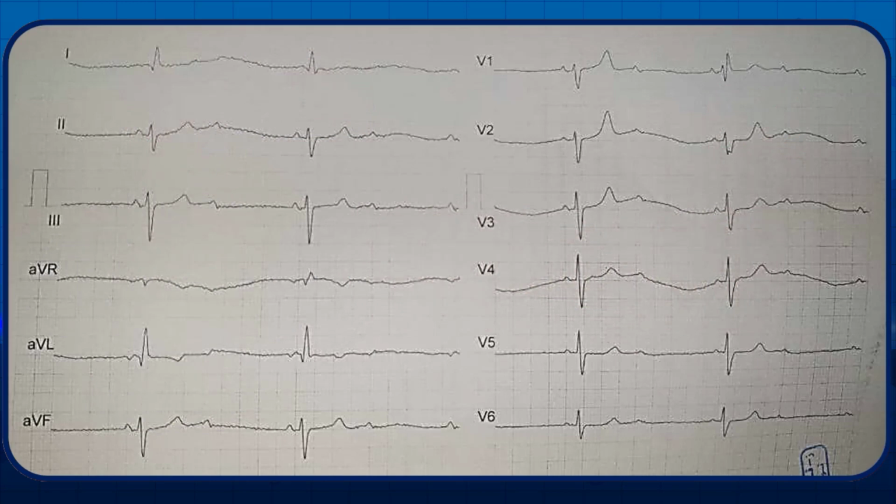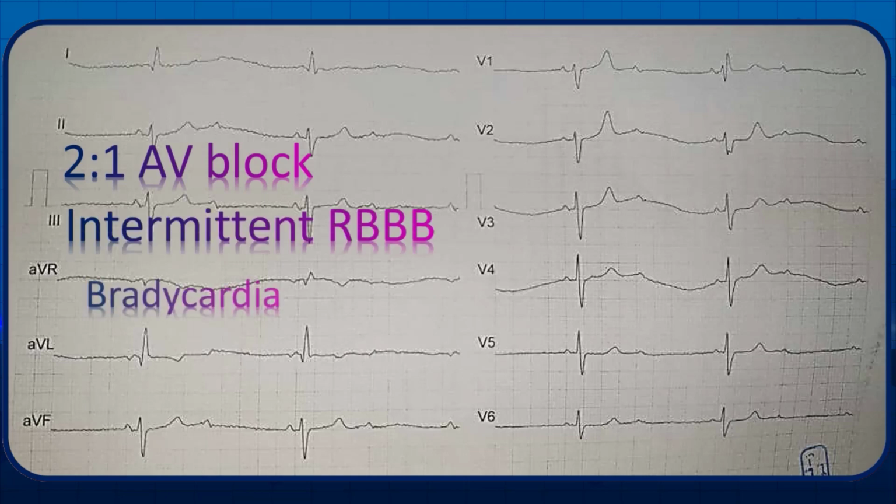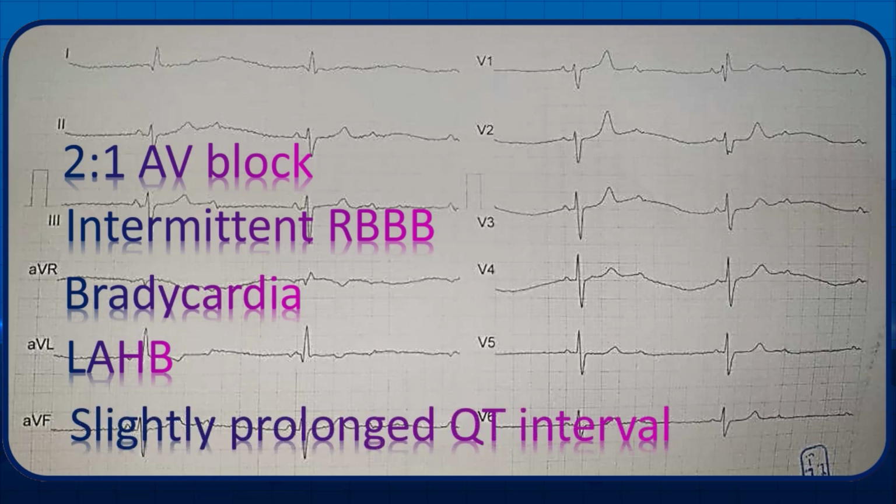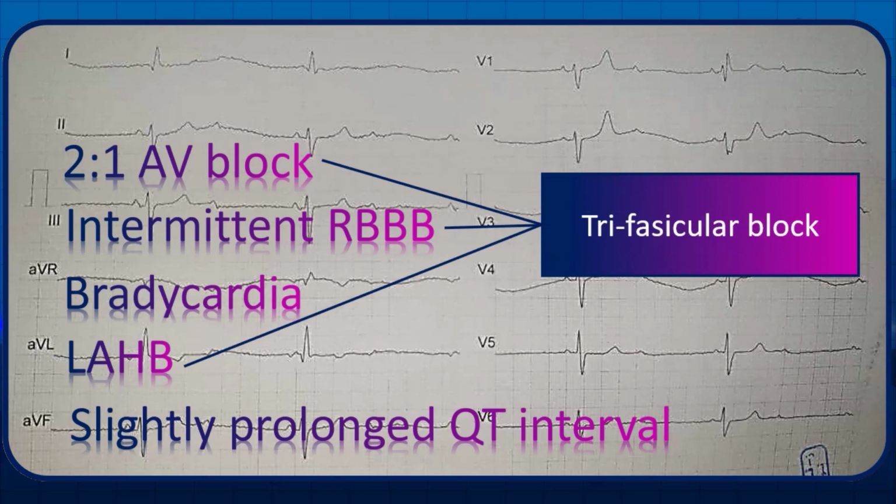To interpret our EKG properly, we are supposed to make a list of abnormal findings. In this strip, the abnormal findings are 2 to 1 AV block, intermittent RBBB, bradycardia, left anterior hemiblock, and slightly prolonged QT interval, possibly due to bradyarrhythmia. The presence of second-degree AV block, with RBBB, and left anterior hemiblock indicates possible trifascicular block. So, this case is a kind of trifascicular block.